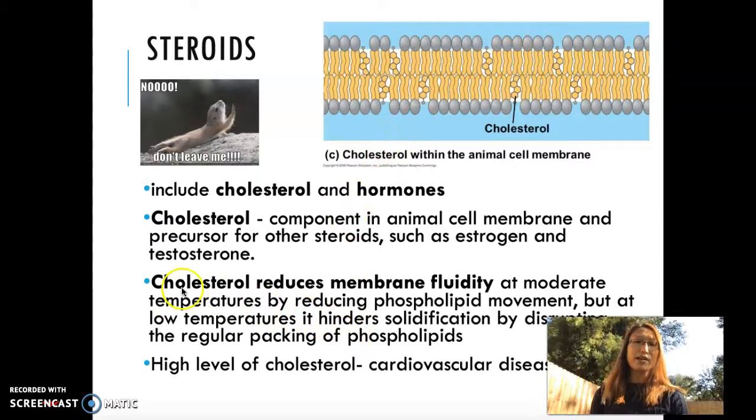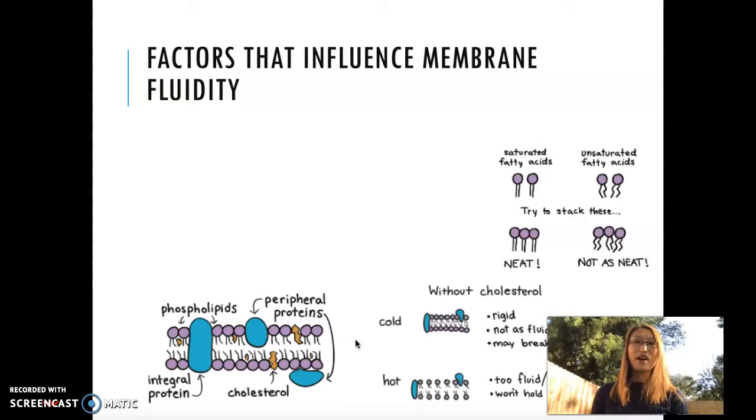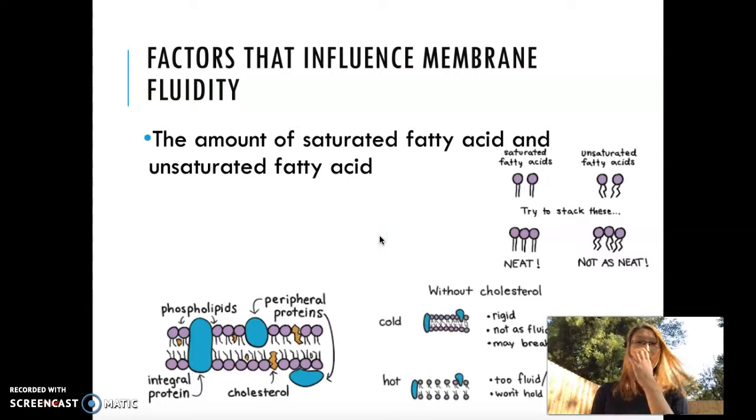So this is what is said over here. Cholesterol reduces membrane fluidity, but it also increases membrane fluidity by preventing the cell membrane from getting too solid. All right. However, you might also know a higher level of cholesterol in your body could cause cardiovascular disease. So you can probably eat a lot of hot fried chicken right now, but probably not too much in the future.